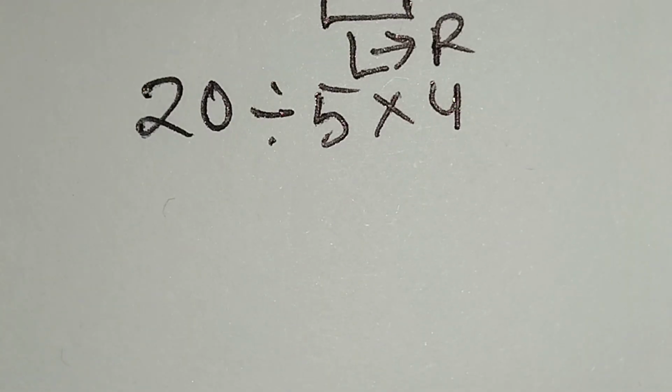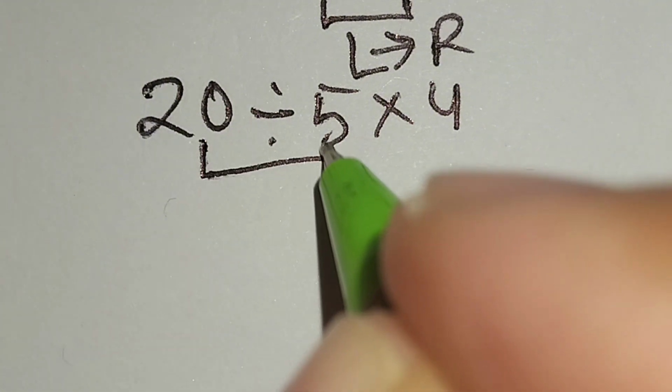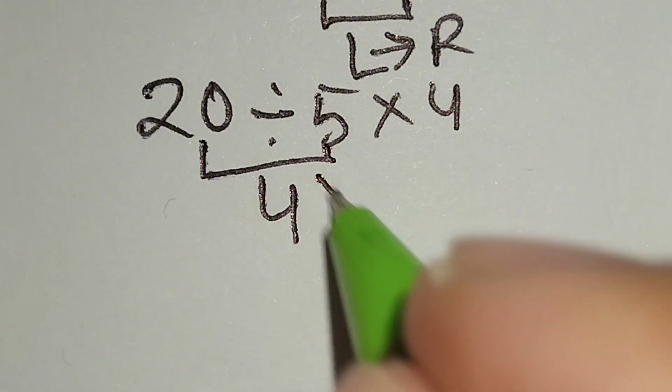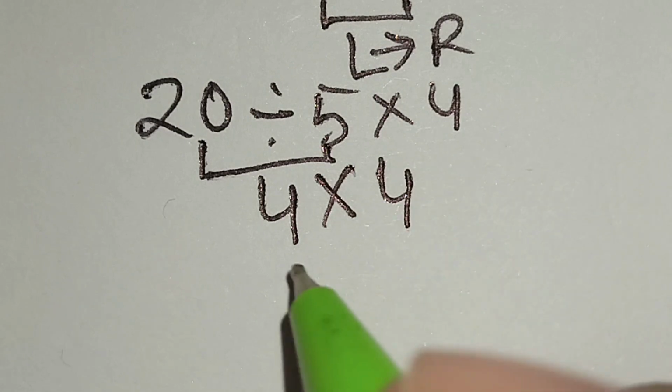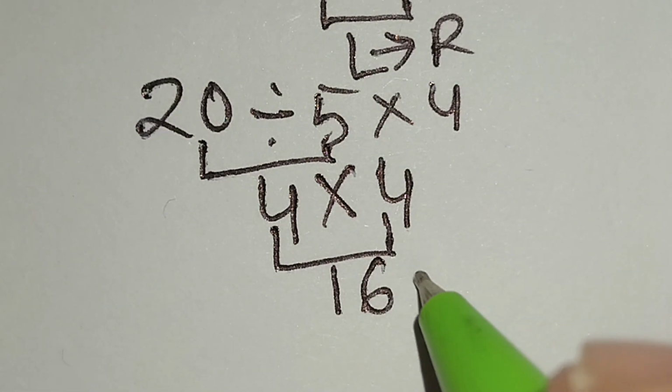According to the order of operation, now I have to work with this division. Here 20 divided by 5 gives us 4 times this 4. 4 times 4 gives us 16. And this answer is correct.